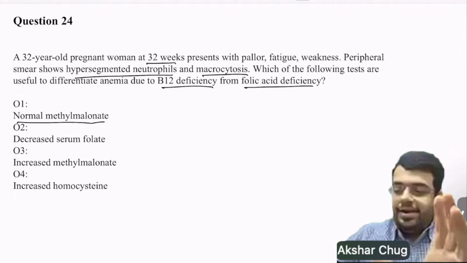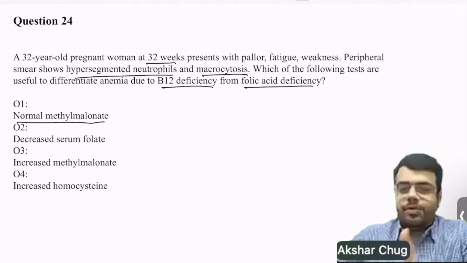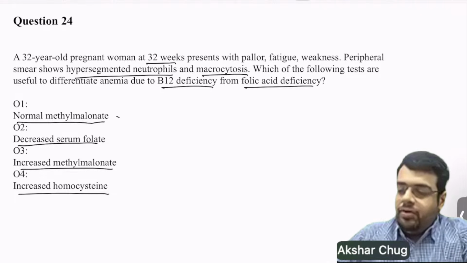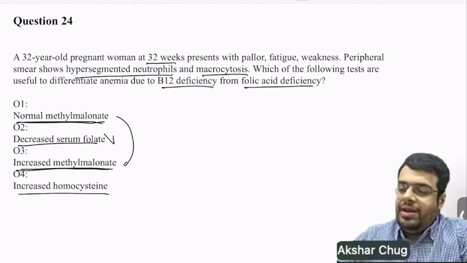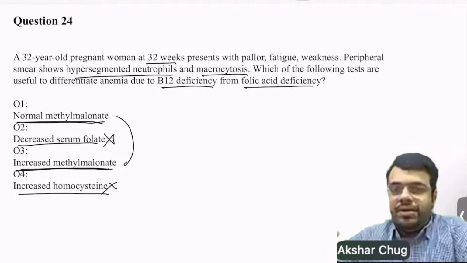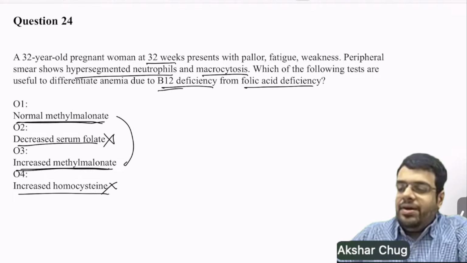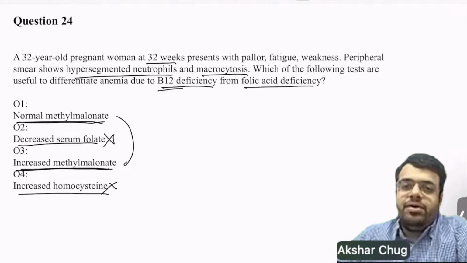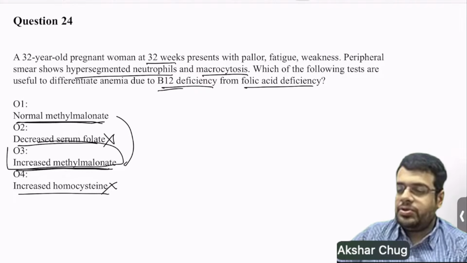Now, let's read the options. There is an interesting pattern which I want you guys to notice in the questions. Decreased serum folate, increased methylmalonate, increased homocysteine. Now, one option says normal methylmalonate, another says increased methylmalonate. So you can easily rule out option 2 and option 4, because at a particular time, no two options can be correct simultaneously. So either it would be normal or it would be increased. In B12 deficiency, there is an increase in homocysteine and also an increase in methylmalonate. Whereas in folic acid deficiency, there is only elevation of homocysteine and the methylmalonate level remains normal. So the answer over here is option 3.